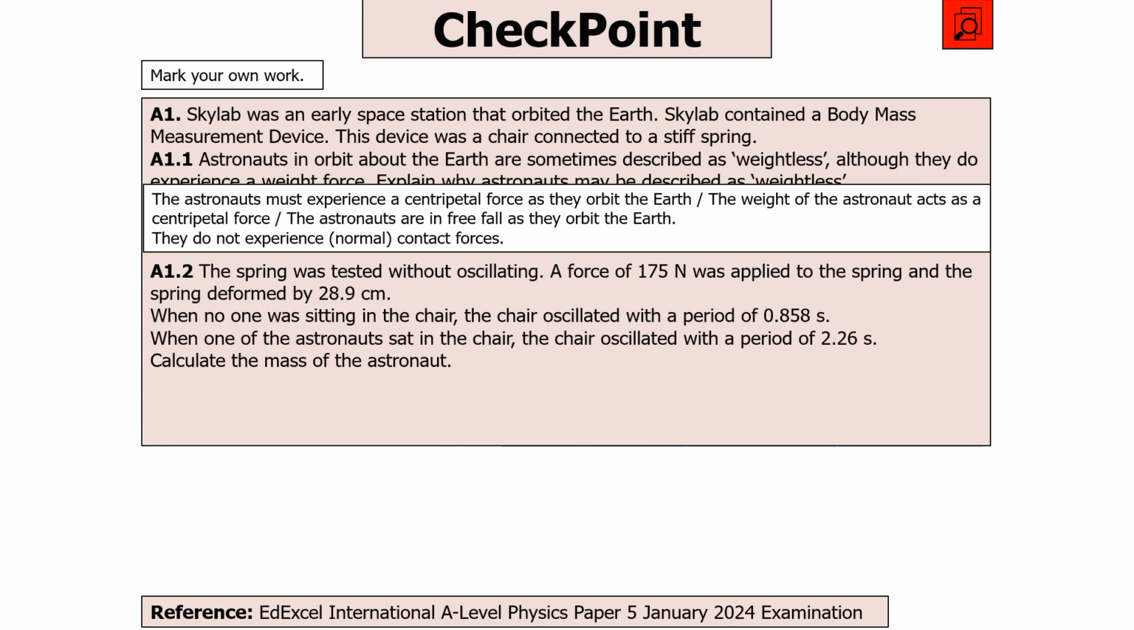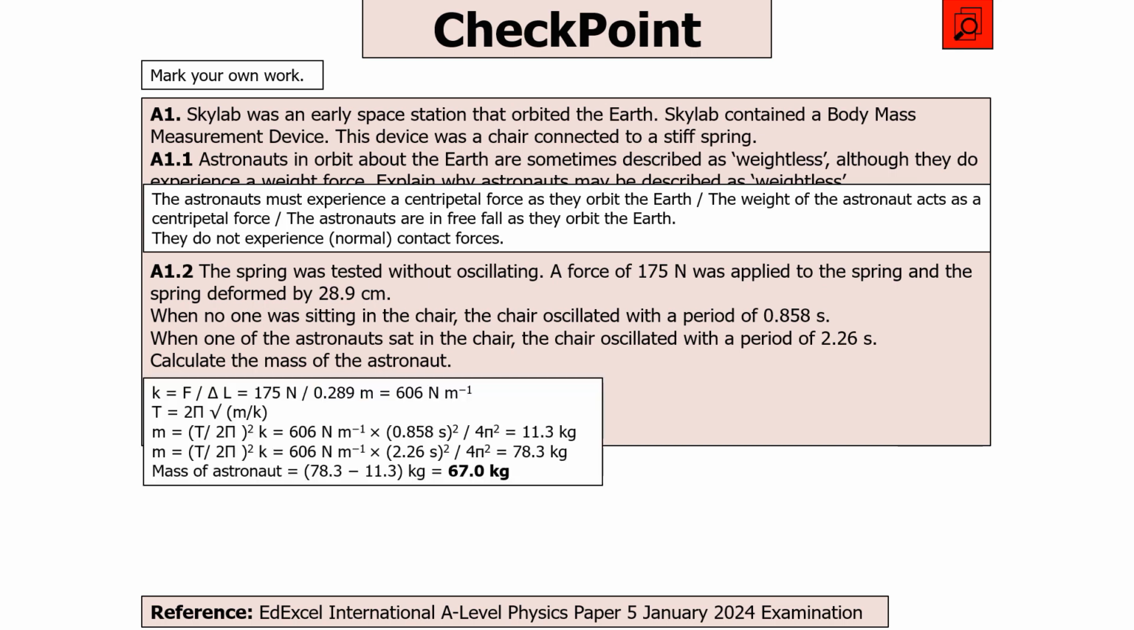In the next question, once again, we can work out k by doing k as F over delta L. Remember, we need meters, so convert our centimeters into meters, and we get 606 newtons per meter. T equals 2 pi times the square root of m over k, so you can work out the mass when there is an astronaut in the chair and the chair without the astronaut. The mass of the astronaut with the chair is 78.3 kilograms. The mass of the chair alone is 11.3 kilograms. So the difference between the two is the mass of the astronaut, 67.0 kilograms.